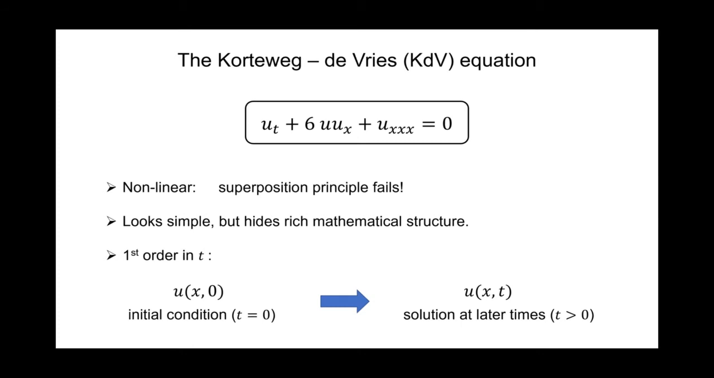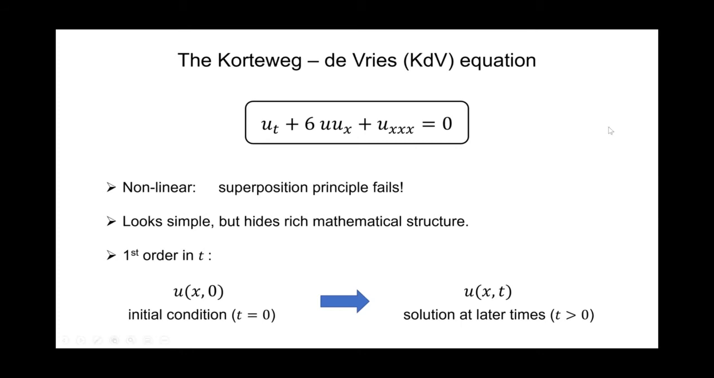This might sound disappointing at first, but actually it's a key to the very peculiar properties of these equations. The second thing to notice is that the equation looks rather simple, so it can be written in half a line, but it turns out that it hides a very rich mathematical structure, which we will explore and investigate in the course of the year.